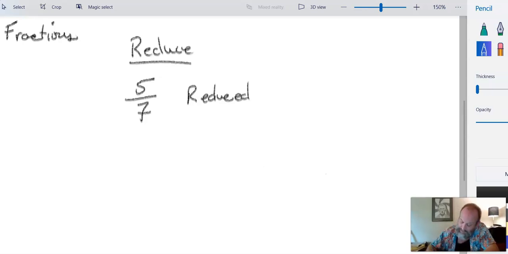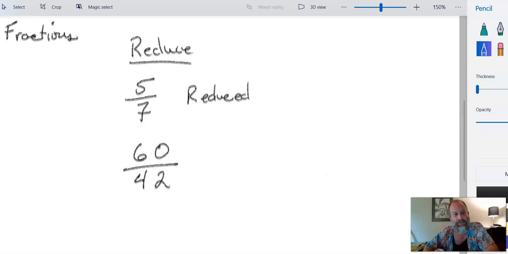Okay, so let's go ahead and take a look at, let's see here, 60 over, do I want to do that one? Yeah, let's do 60 over 42. We'll start there. That seems like a good one to start with.